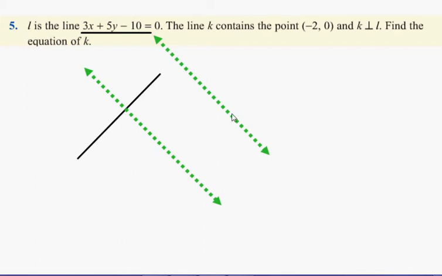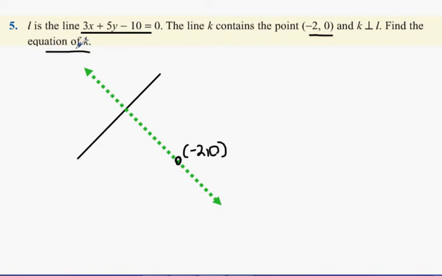And then we also know one other thing about K, is that it has the point -2, 0 on it. This point may or may not be on L as well. We don't know for sure. The whole point is we don't even need to find out. Okay? Now, what we do know is that we're looking for the equation of K.